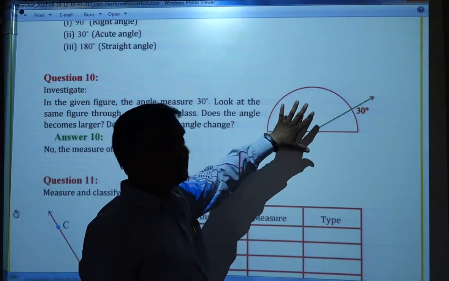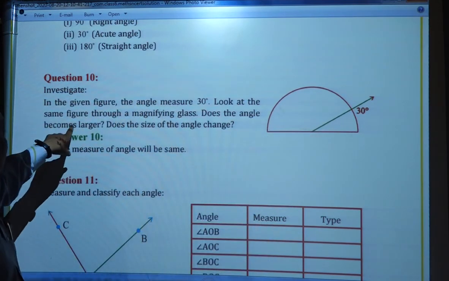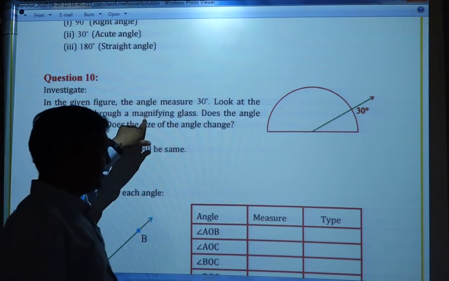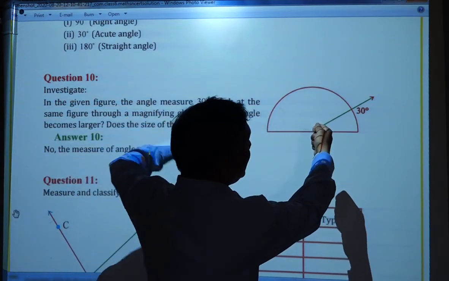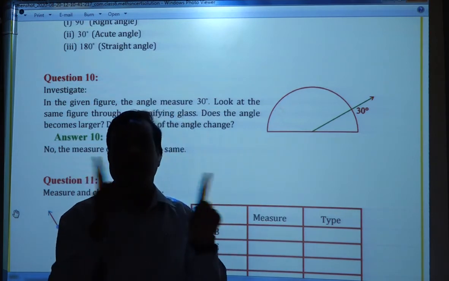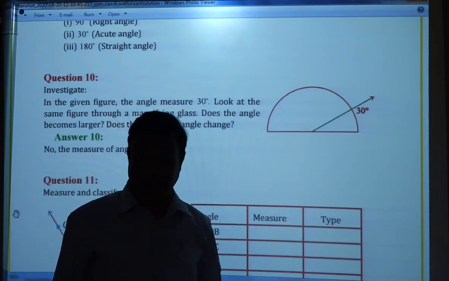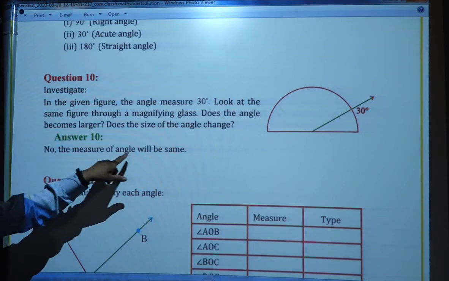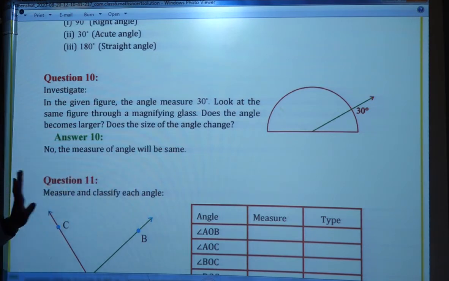It is said here, what do you have to use? A magnifying glass. If you use a magnifying glass, the figure will be bigger. So is the angle going to change? No, the angle is not going to change. The angle is the same, so the measurement will be the same. Now this is the last question.